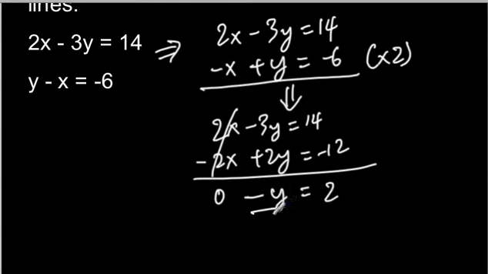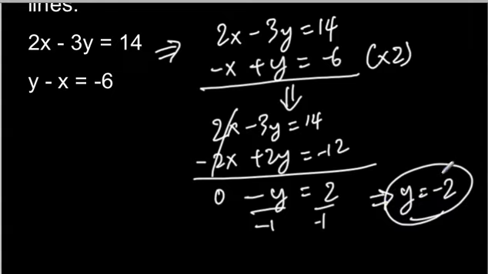So what we want to do is divide both sides by -1. And so what we get is y is equal to -2. All right, so we got y is equal to -2. We got one of the solutions. We need to find x. So, or one of the coordinates, we need to find x.